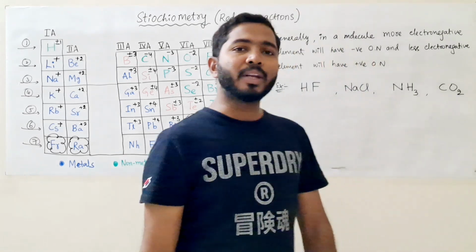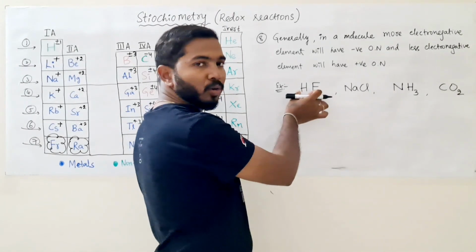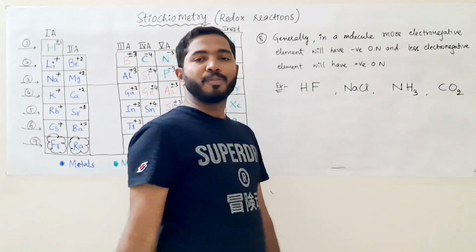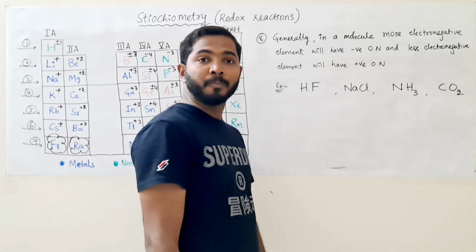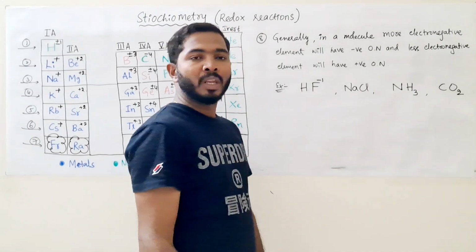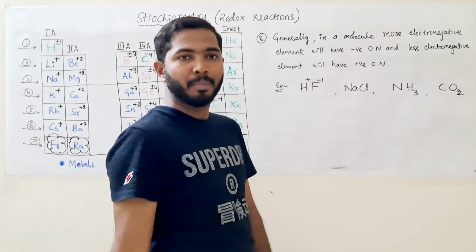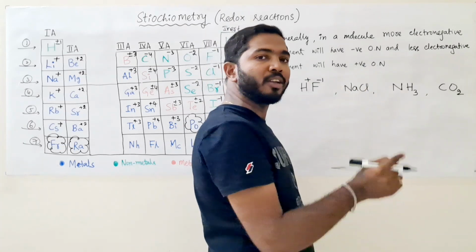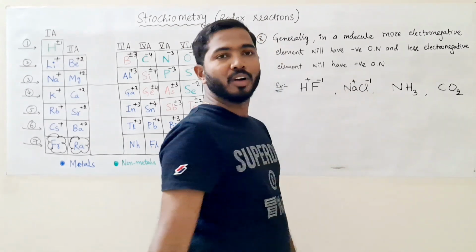For that, let me take an example, hydrogen fluoride. In this molecule, which element is more electronegative? Obviously fluorine. Fluorine is the ultimate element in the periodic table with the highest electronegativity. So it will have the negative oxidation number, and hydrogen will take the positive oxidation number. Similarly, in NaCl, chlorine is more electronegative than sodium. So chlorine will take the negative oxidation number, and sodium will take the positive oxidation number.